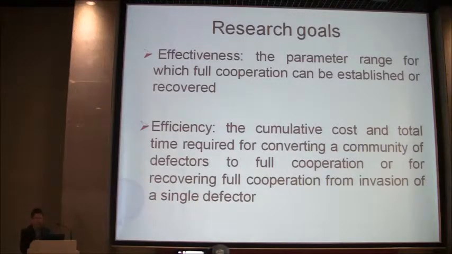And in this work, our goal is to study whether this proposed policy is better, or whether it's the best one, for saving incentive cost by comparing with the pure rewarding or pure punishment policies. We defined a policy's effectiveness and efficiency as the criteria to answer this question. So here I want to introduce the definition of effectiveness and efficiency. By effectiveness, we mean the parameter range for which cooperation can be established or recovered. And by efficiency, we mean the cumulative cost and the total time required for converting a community of defectors to cooperation, or for recovering cooperation from invasion of a single defector.